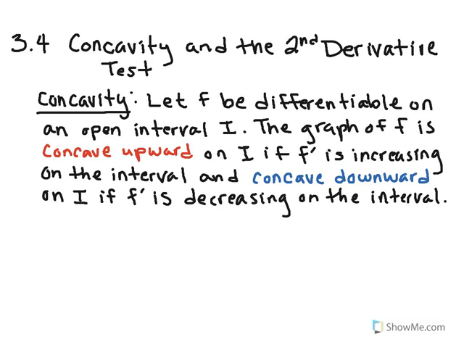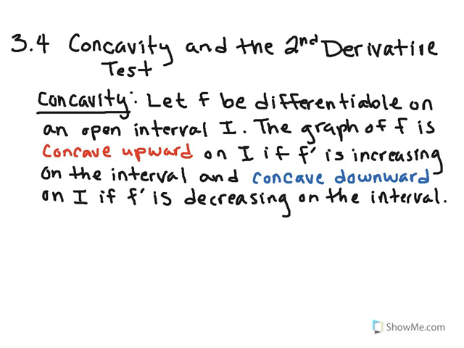And remember that in order for a function to be differentiable, it must also be continuous. We're going to call this interval capital I. And then the graph of f is concave upward on I if the derivative is increasing on the interval, and concave downward on I if f prime is decreasing on the interval.